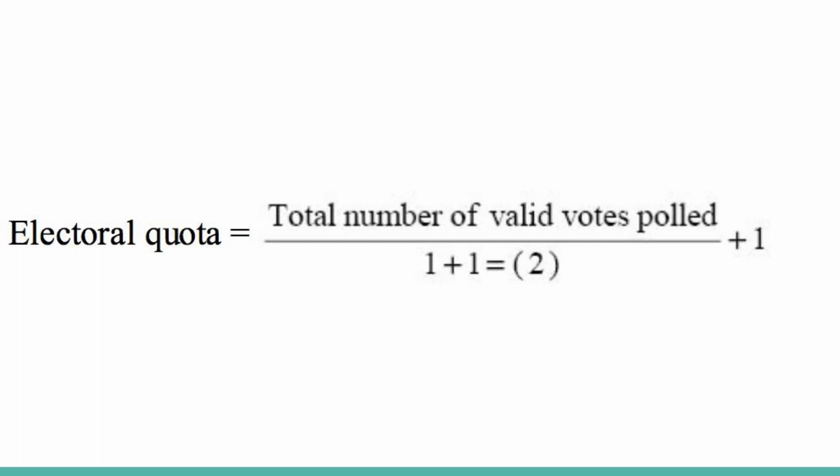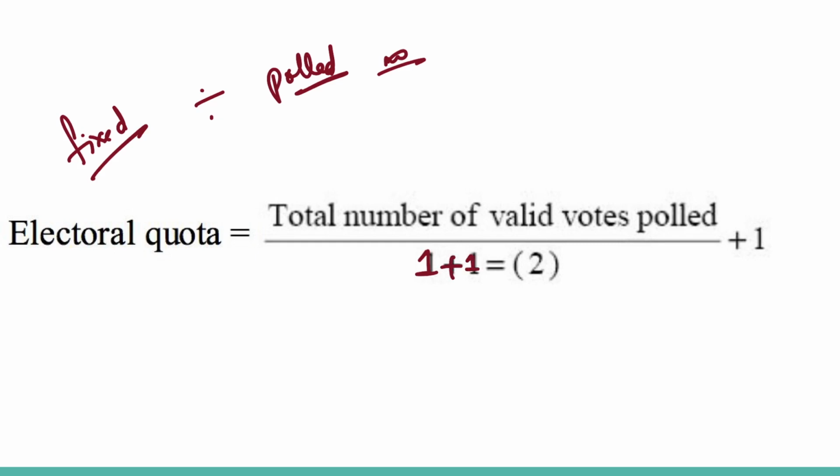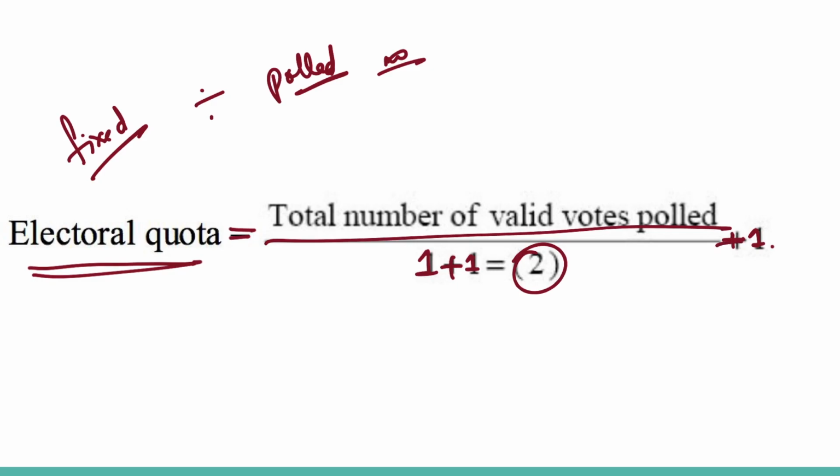If a candidate is to be declared as the president elected, he must secure a fixed quota of the votes. This quota is determined by dividing the total number of valid votes by the number of candidates to be elected plus 1, and adding 1 to the quotient. Here only one candidate is to be elected as president. The formula can be expressed as: electoral quota equals the total number of valid votes polled divided by 2, plus 1.